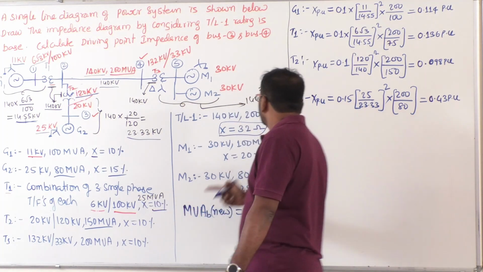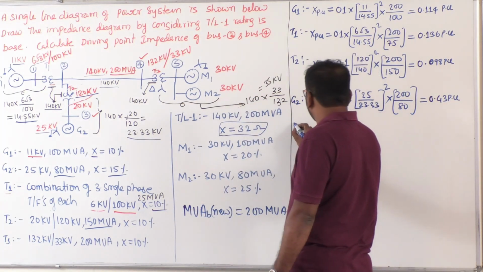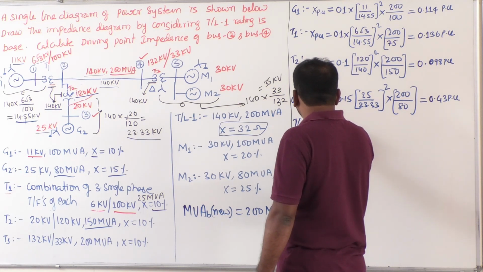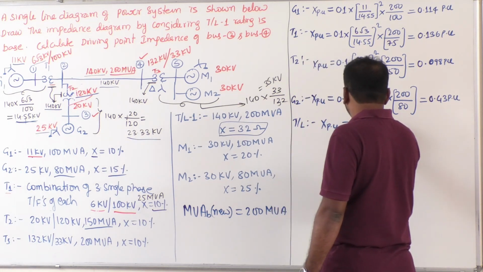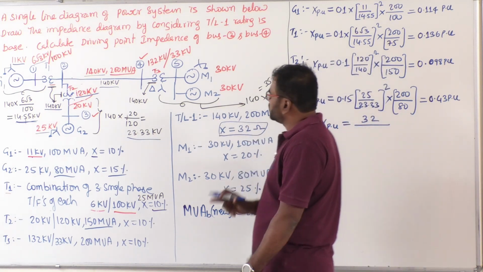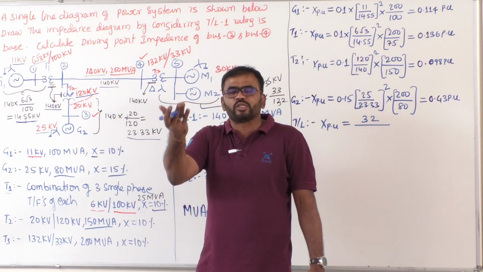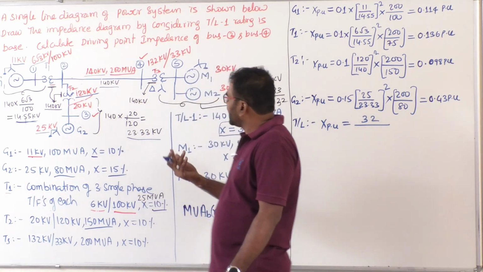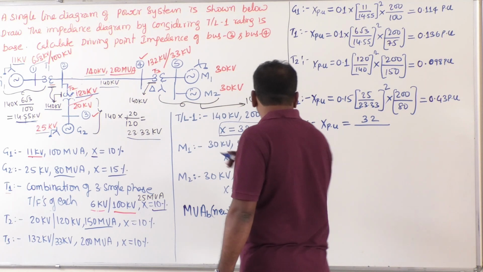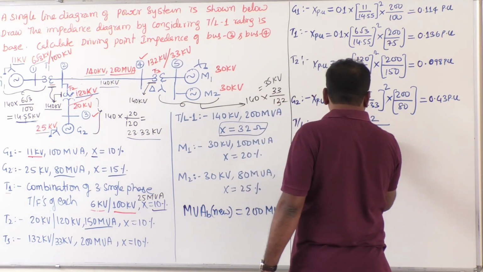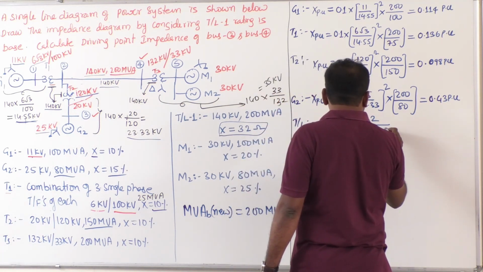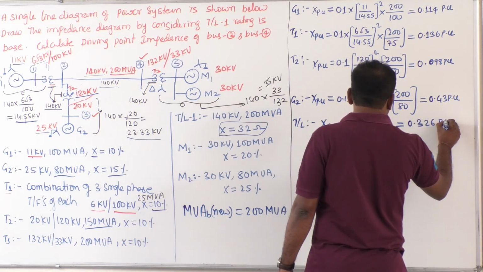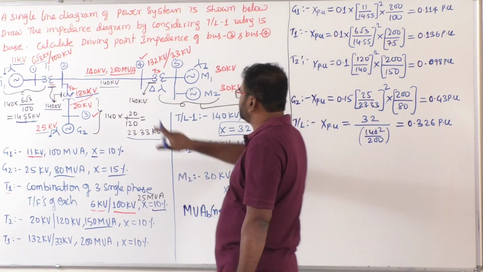So that's why X actual is 32, but we require X per unit for the transmission line. So directly I am writing X per unit for the transmission line is X actual 32 by Z base. Z base means what? KVB square by MVAB. What is KVB? 140. MVAB 200. 140 square by 200. If I solve this, we get 0.326 per unit approximately. That's about the transmission line.